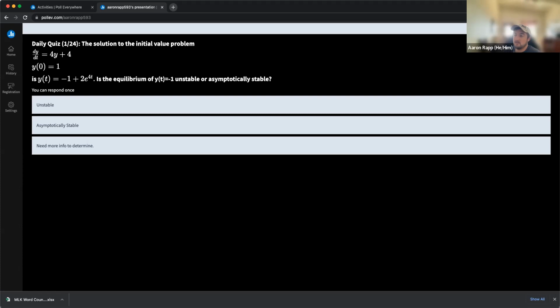Is that equilibrium value stable or asymptotically stable, or is there enough information to even deduce this? Stable, unstable, or is there even enough information to deduce this?